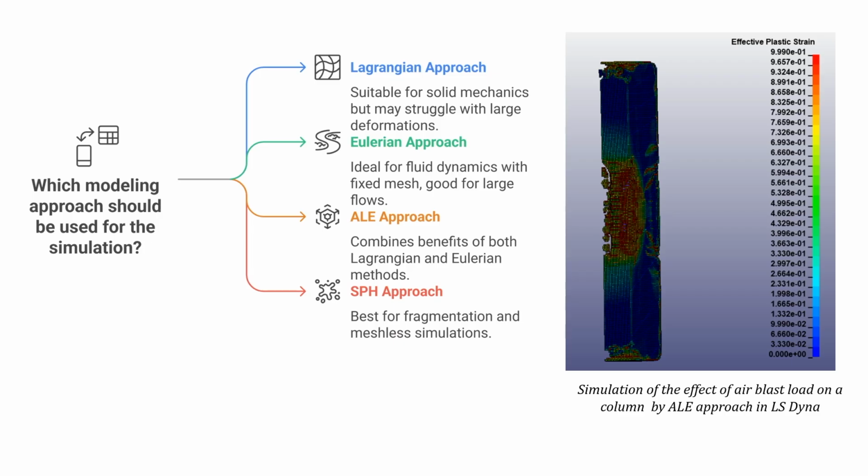So, which modeling? There are many modeling approaches used in finite element simulation. There is the Lagrangian approach. The Lagrangian approach is traditionally suitable for solid mechanics, but it may struggle when large deformation comes into the picture. There is the Eulerian approach. The Eulerian approach is ideal for fluid dynamics with a fixed mesh, and this is good for large flows. There is the combined Arbitrary Lagrangian Eulerian approach, which combines the benefits of both the Lagrangian and Eulerian approaches, and most of the time this ALE approach is used in blast or impact simulation. There is the SPH approach, that is the smoothed particle hydrodynamics approach. This is traditionally used when fragmentation or meshless simulation occurs.